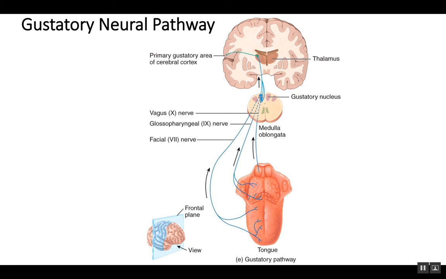Looking at the neural pathway, we see the 3 cranial nerves transmitting from different portions. The facial nerve from the anterior 2/3, glossopharyngeal from the posterior 1/3, and then the vagus nerve innervates the epiglottis and areas in your throat. All 3 of these nerves enter at the medulla oblongata, go up to the thalamus, and then are relayed over to the proper area, being the primary gustatory area of the cerebral cortex. And that is where you perceive your taste.